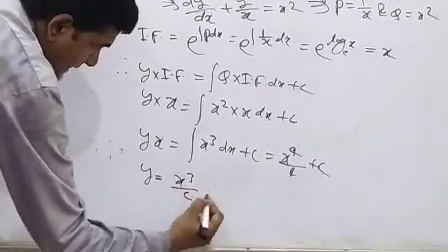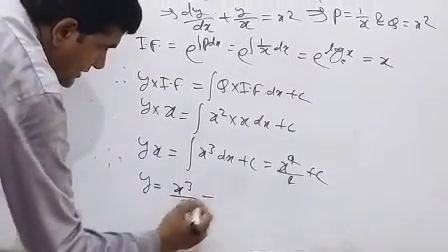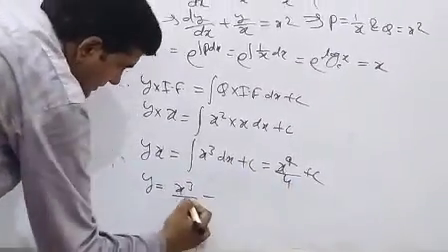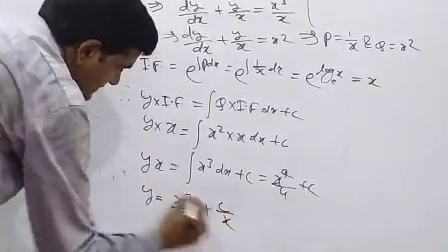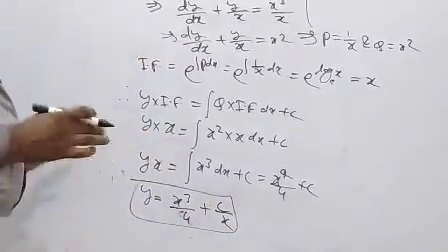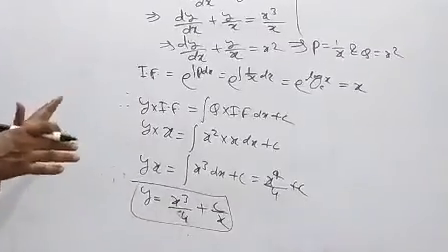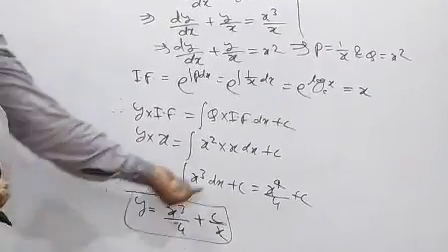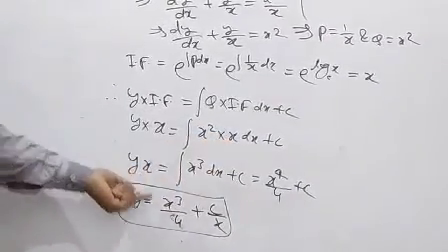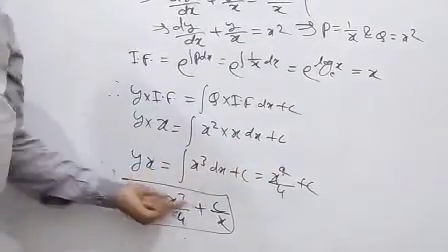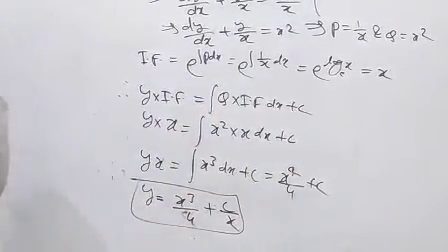Now y is equal to what? Here x cube by, sorry, by 4 here, this is 4, by 4 plus c by x. Now this is the answer, the solution of the given differential equation. How? Divide both sides by x: x power 4 by x is x cube, and c by x is only c by x. Understood?